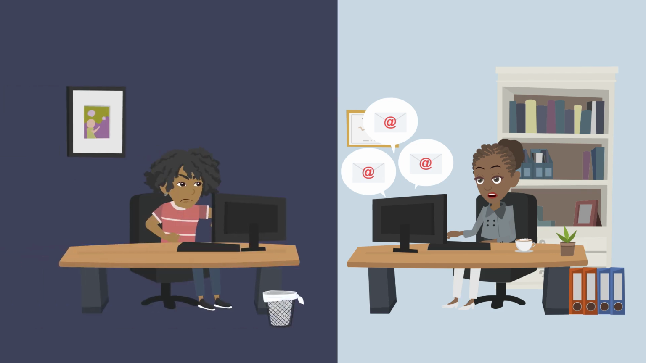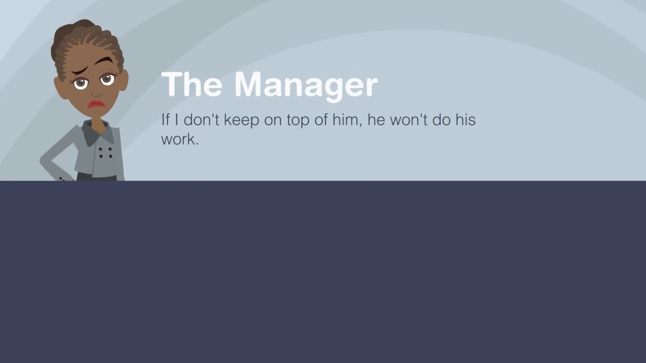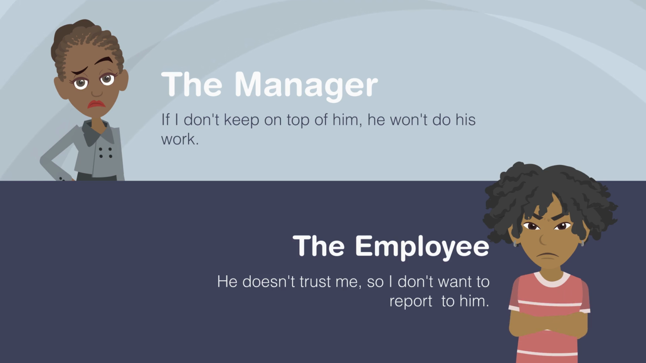And the employee, receiving even more reminders, feels even more frustrated and becomes even less communicative. The manager punctuates the exchanges by thinking, if I don't keep on top of him, he won't do his work. The employee punctuates the exchanges by thinking, he doesn't trust me, so I don't want to report to him.